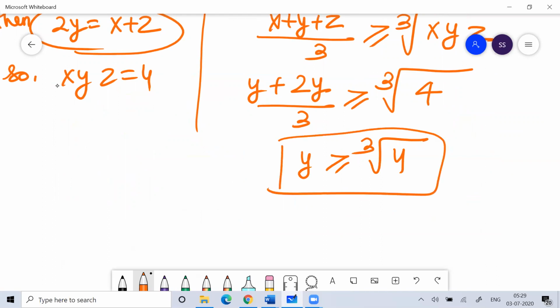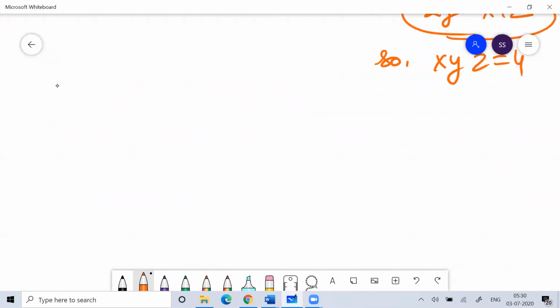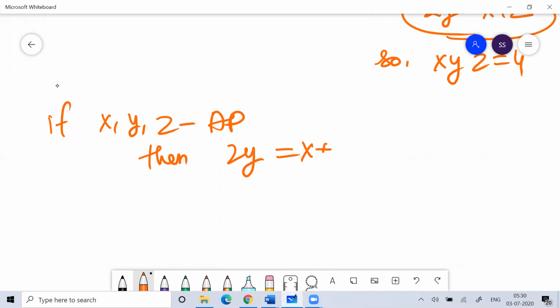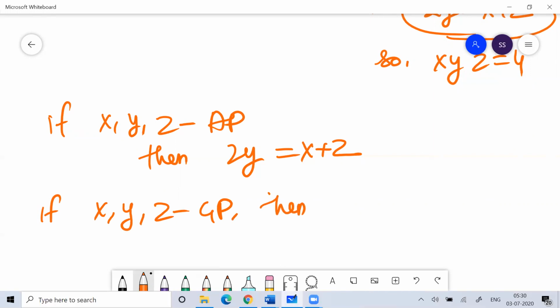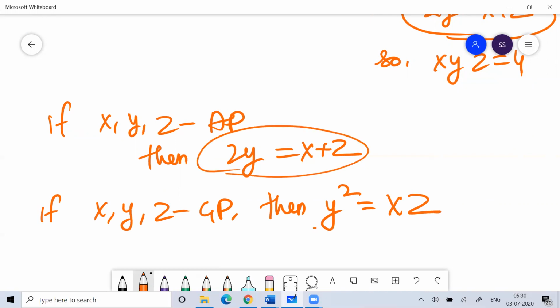This is an actual CAT question. So, an easy problem. If in the problem it is written that x, y, z are in AP, you have to understand that 2y is equal to x plus z. Similarly, if it is given that x, y, z are in GP, then you have to understand that y square will be equal to xz. So a few things we need to always keep in our mind. If AP or GP is given in the problem, you need to understand why it is given.